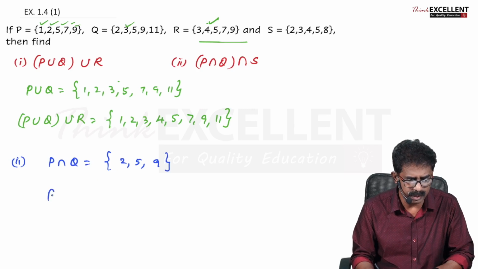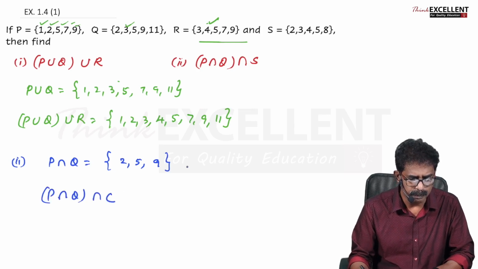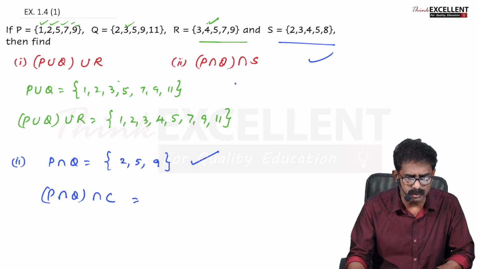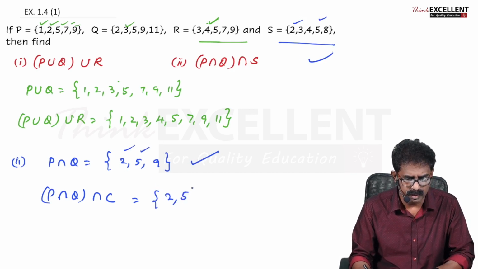So these are the common elements for P and Q. Now we have to find P intersection Q intersection S. P intersection Q, you got it. Now we take this S also, the common for these two. 2 is here, 2 is here, right? 2 is common in both, so in the answer you can write 2. Then 5 is common in both, so 5 you can write. 9 is not common. So that's all, right? 2 and 5. So very simple question.